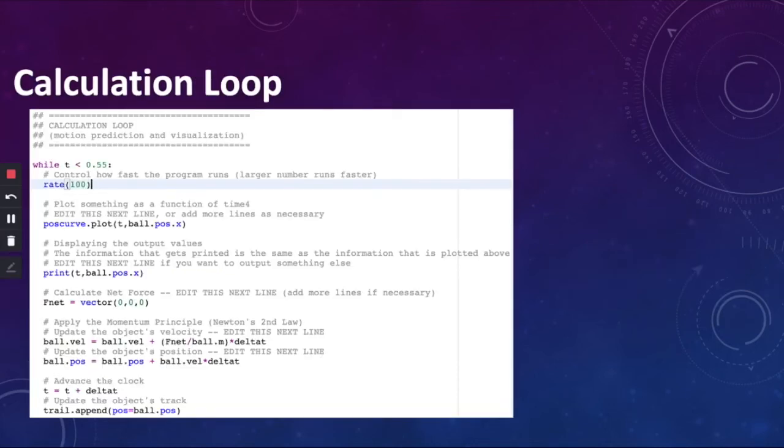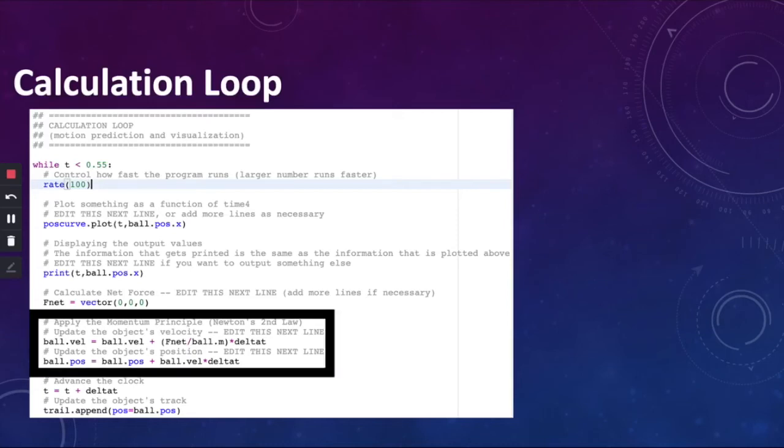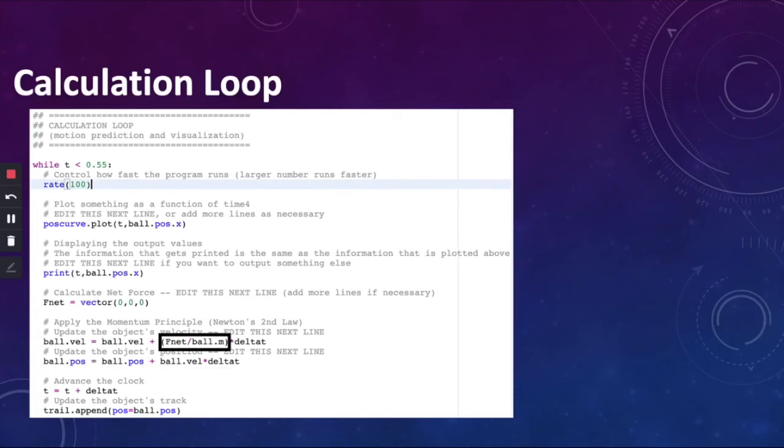Further down my calculation loop, you can see the two important formulas that are derived from Newton's second law of motion. Going back to why mass doesn't matter for this model: it goes back to Newton's second law of motion. Since the force vector is a zero vector in this case, you see that the mass has no effect on the ball's velocity, since 0 divided by anything is 0.